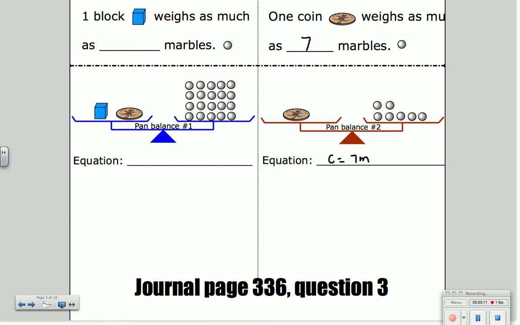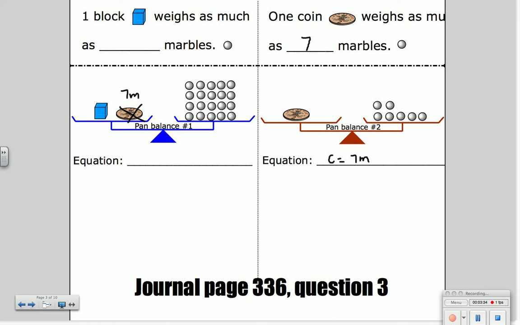But here comes the tricky part. Instead of keeping the coin in pan balance 1, I'm going to take that out and add 7 marbles. Now I could draw out 7 marbles, or I could write 7M on top as just another notation for it. It doesn't matter what you do. You could draw out 7 marbles if that makes more sense to you.